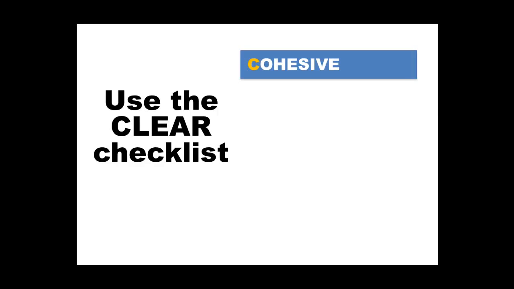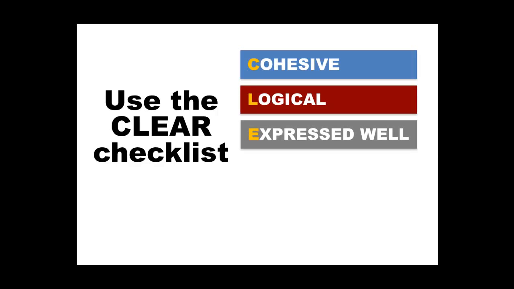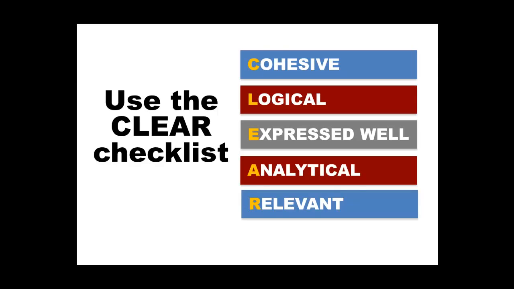You can also use the CLEAR checklist to evaluate your argument. Is it cohesive, logical, and expressed well? Make sure you have been analytical rather than just descriptive, and check that all the points you have made are relevant. If you have done all of these things, your argument will be clear and convincing.